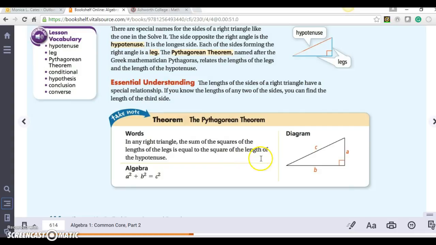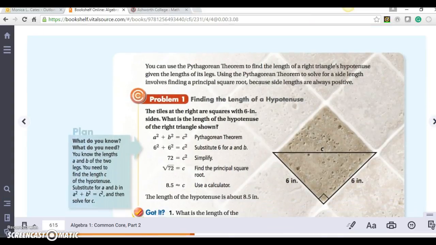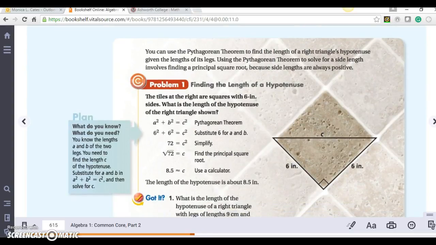So in any right triangle, the sum of the squares of the length of the legs is equal to the square of the length of the hypotenuse. Or, an easy way of saying it, leg squared plus leg squared equals the hypotenuse squared. Or the formula is a squared plus b squared equals c squared, where c squared is always the hypotenuse of the right triangle. So you can use the Pythagorean theorem to find the length of a right triangle's hypotenuse given the length of its legs.